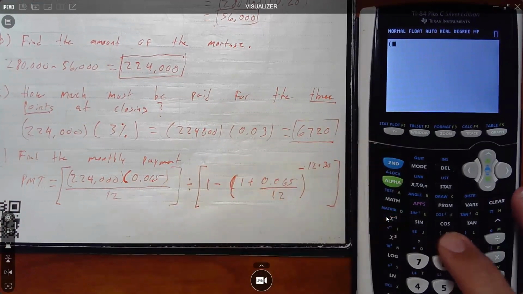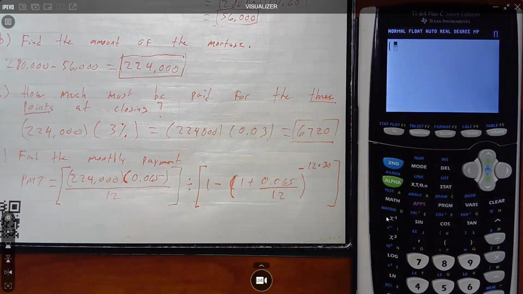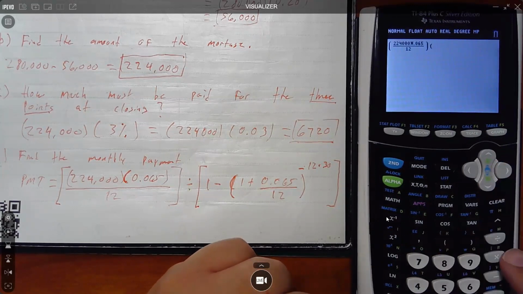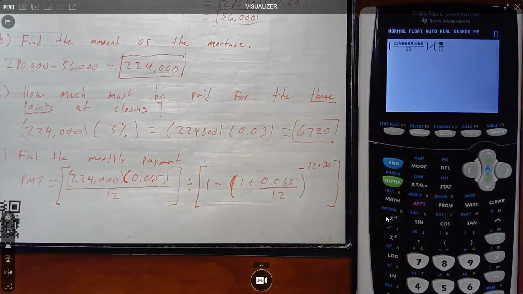What I recommend on your calculator is to open a fraction. I put it in parentheses to be safe. 224,000 times 0.065 over 12. After the first fraction, I divide, then open a new one, a new fraction. That way it knows everything in the parentheses is on the bottom. So make sure you use your parentheses.